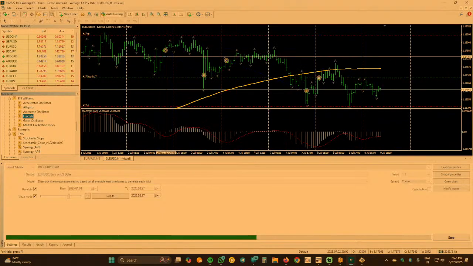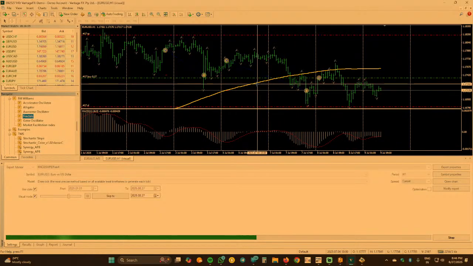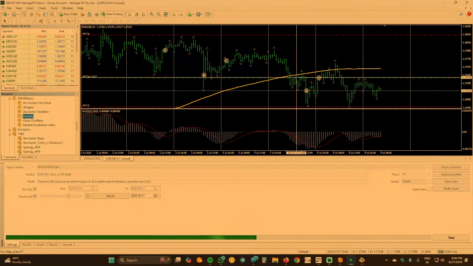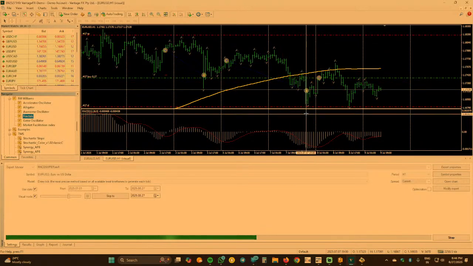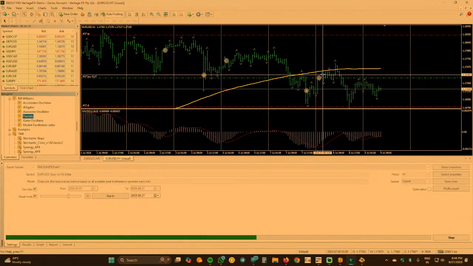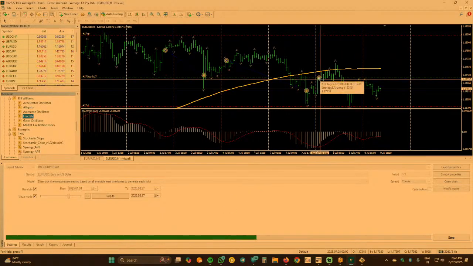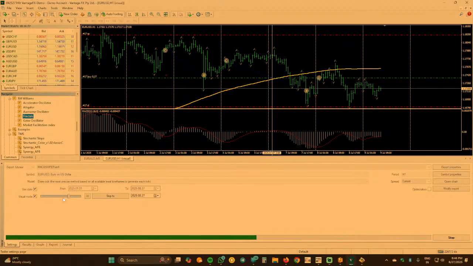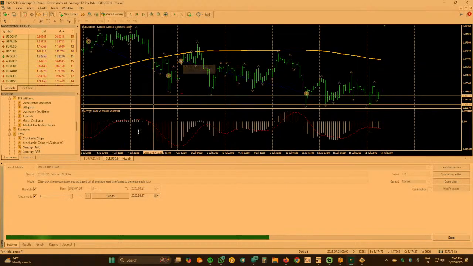Okay, so now it has taken a trade over here. It has taken a buy trade. Where did it take the buy trade? Probably somewhere here. It took a buy trade probably here, but price was below the moving average. I don't know why it took a buy trade when the price is below the 200 moving average. Let's continue. Yeah, it took a buy trade below the moving average.